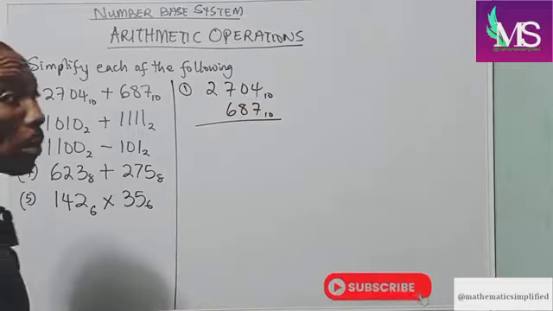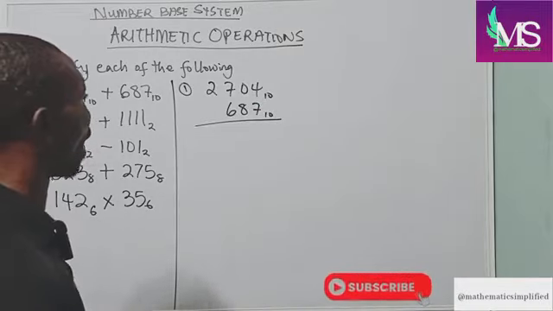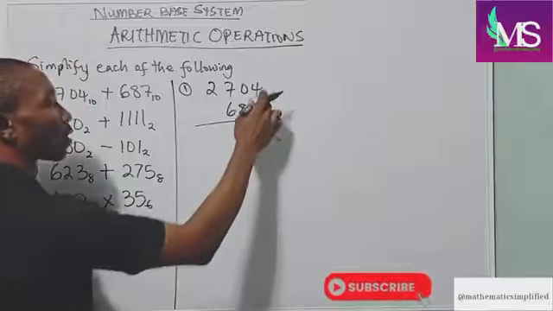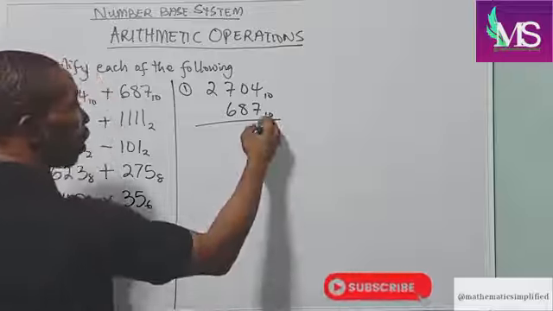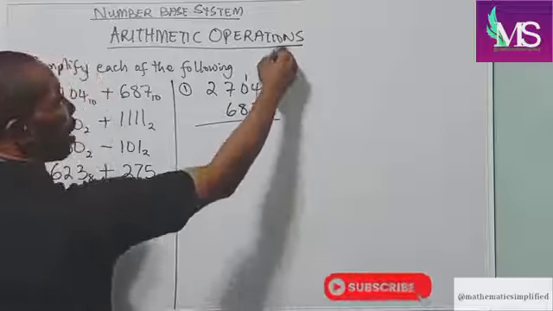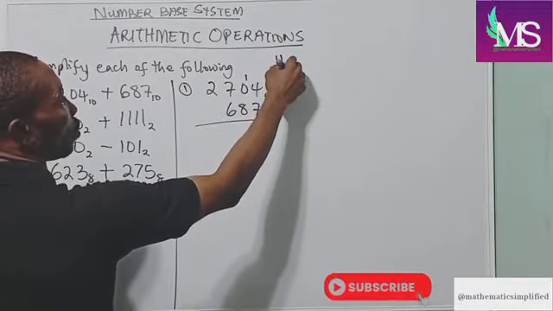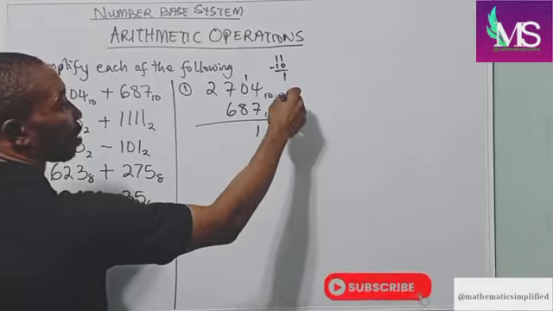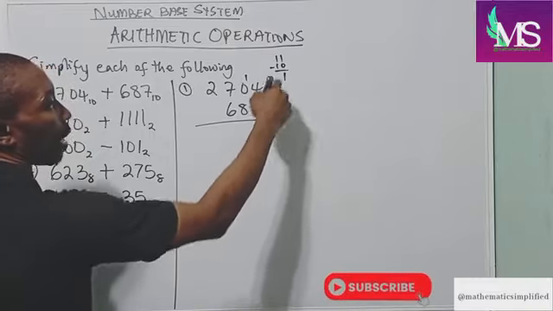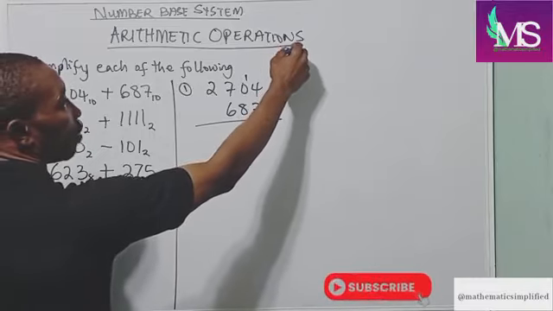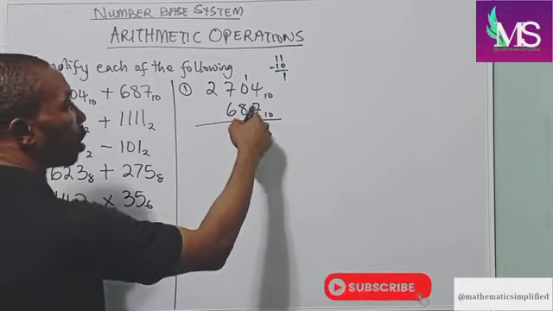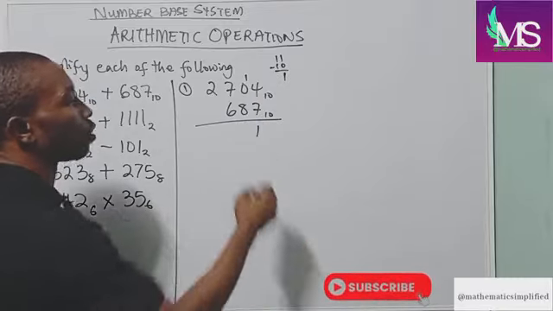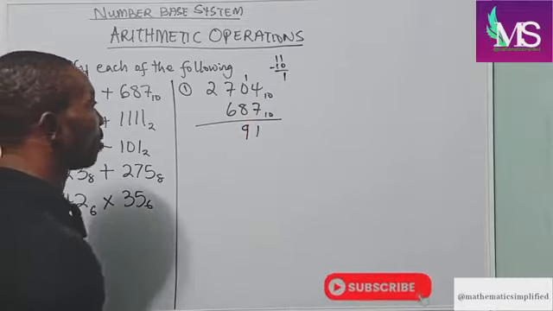Now, since they are in the same base, we'll go ahead and add. 7 plus 4 will give us 11. So we write down 1, carry 1. Remember, 11 minus 10 will give us 1, right? So we write down 1. Alright, how many times is 10 going into 11? Once. So we carry that 1. So 8 plus 1 is not up to 10. So we write down 9.